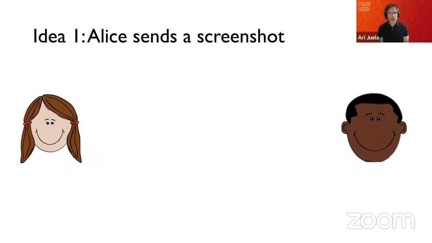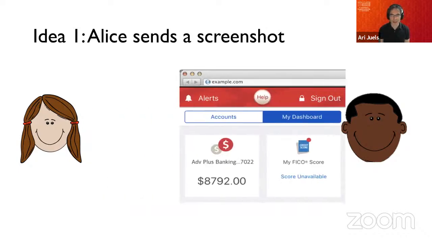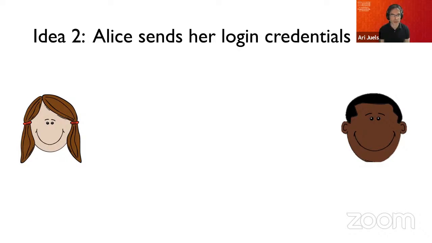Well, Alice can try to do this in a number of different ways. One is to send Bob a screenshot of her account. But of course, this doesn't work terribly well, because screenshots can easily be manipulated. Alice can Photoshop her balance up to whatever amount she wants. So this simple idea obviously doesn't work very well from a security perspective.